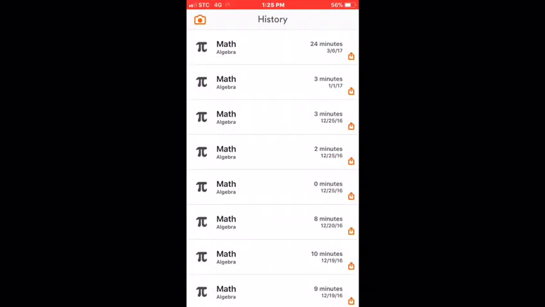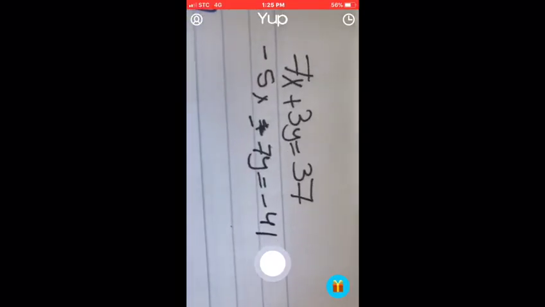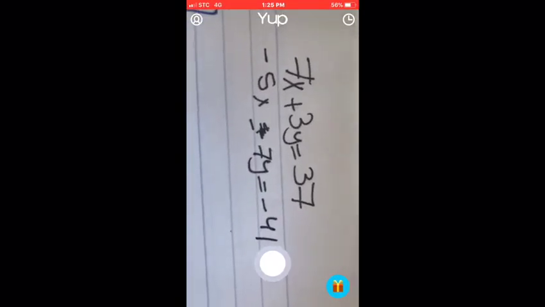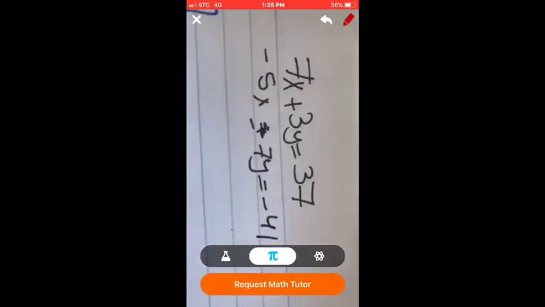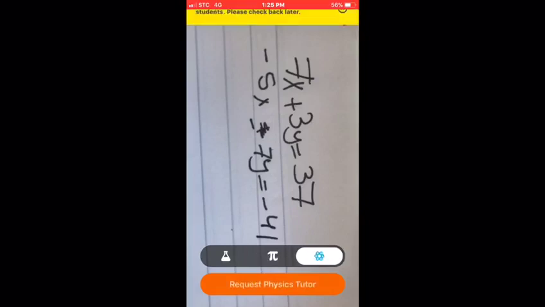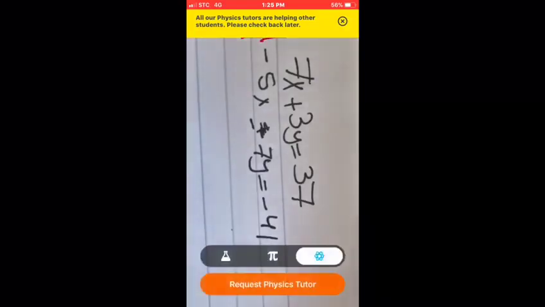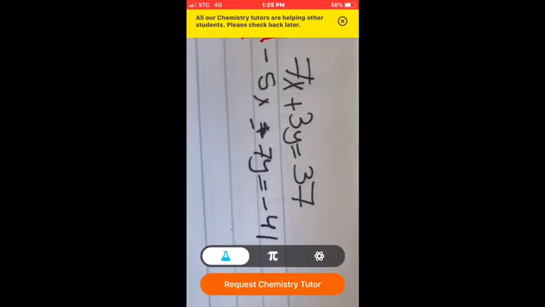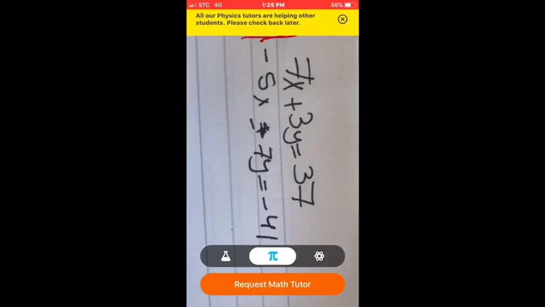You take a picture of your math equation. After taking a picture, you request a math tutor. If you have a question about physics, you request a physics tutor. Sometimes you don't have available tutors for physics and chemistry, but most of the time you do have many available tutors for math.